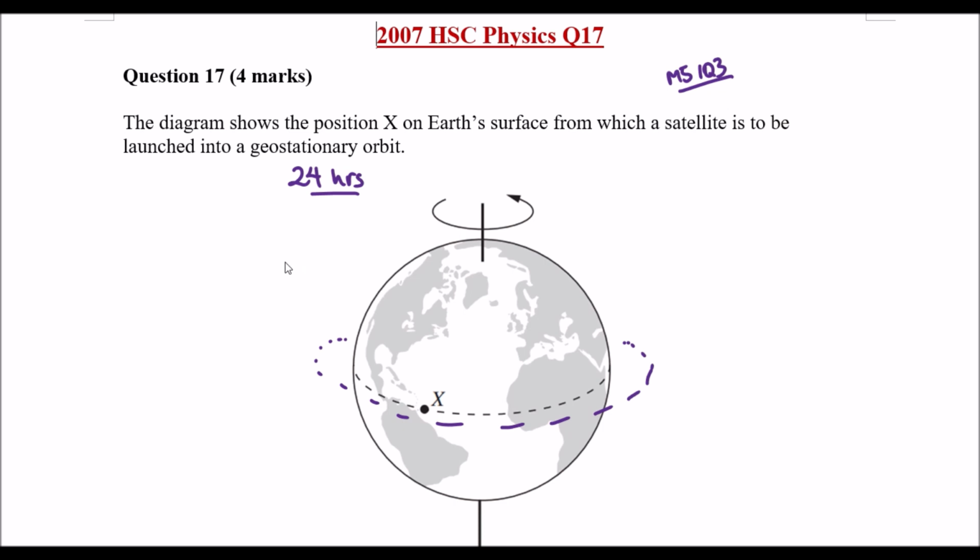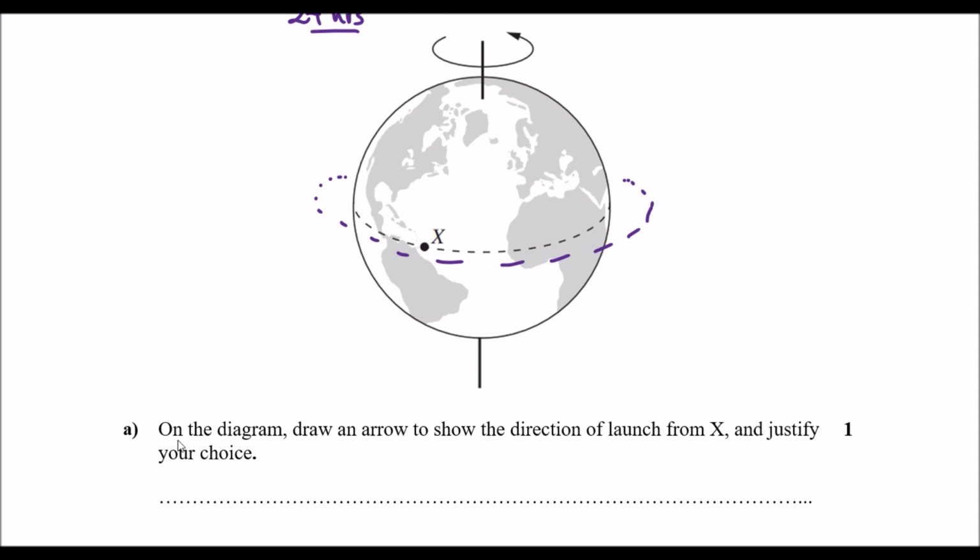Let's have a look at what the question wants us to do. In question A, it says, on the diagram, draw an arrow to show the direction of launch from X and justify your choice. There are only theoretically two options. We can either launch the object with the motion of the rotating planet, or we can launch it in the opposite direction. Now, the correct answer is we have to launch it in the same direction.